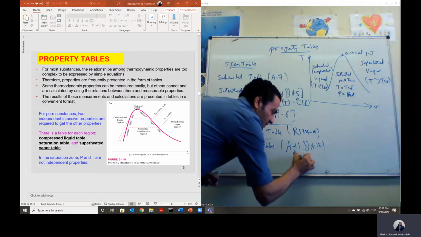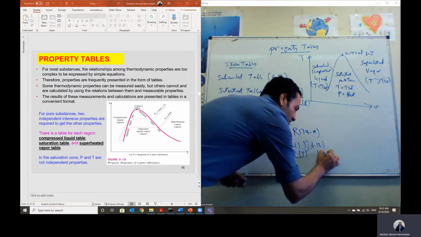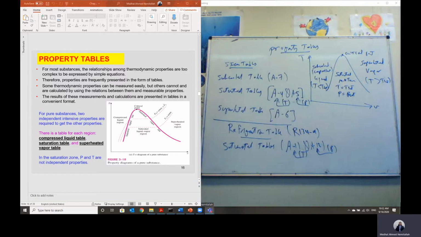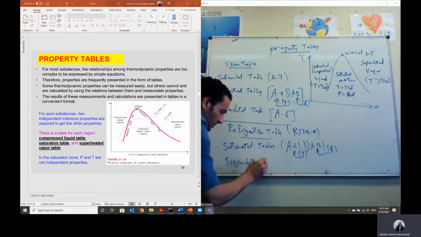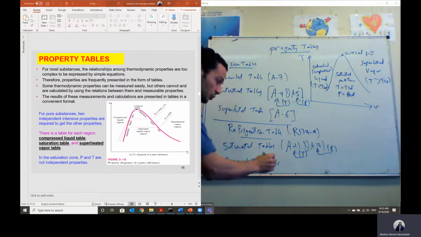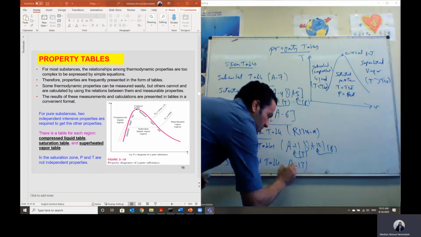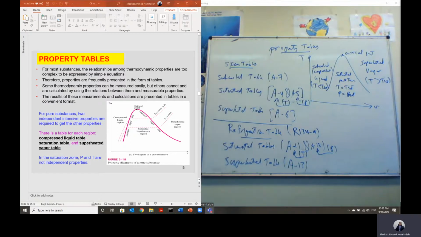Table A11 is similar to A4. If temperature is given, we can use it. If pressure is given, we can use table A12. And for the superheated refrigerant, we have to use the superheated table, which is table A13. Okay? Inshallah, today we'll be following the steps for how to use the steam tables, but typically the same steps can be applied if the working fluid is a refrigerant. In this case, the same steps can be applied to calculate using the refrigeration table also.